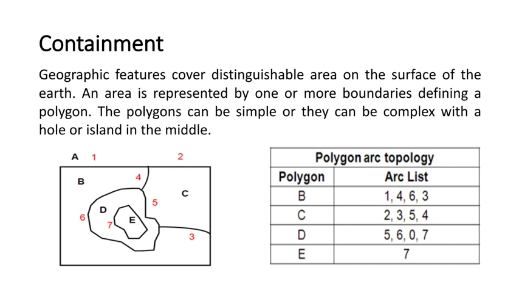Similarly, D is contained by arcs 5, 6 and 7. And E is contained by 7 only. So E is that area which is surrounded by arc number 7. This is called containment. The polygons can be simple or complex. An example is shown in the slide.